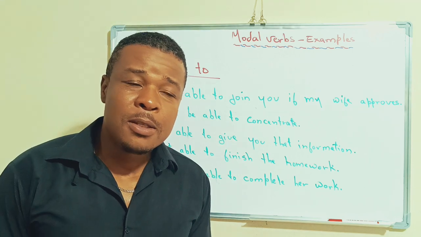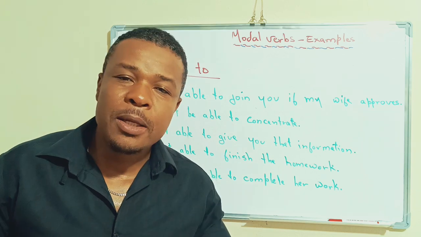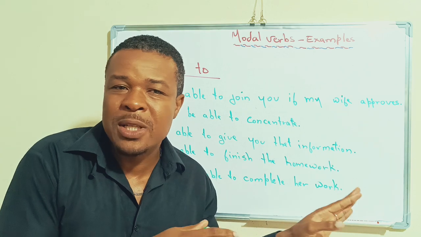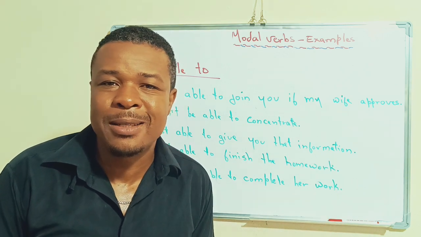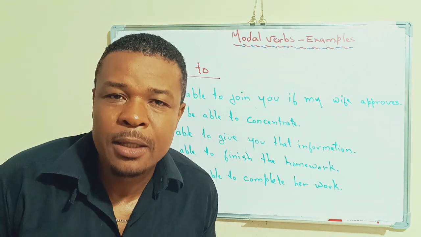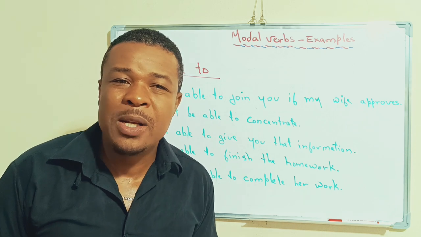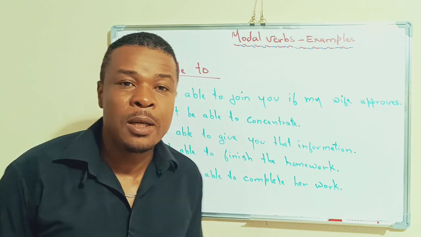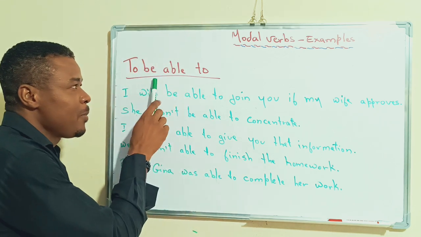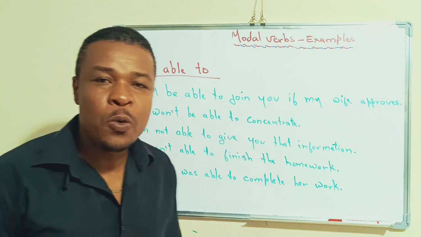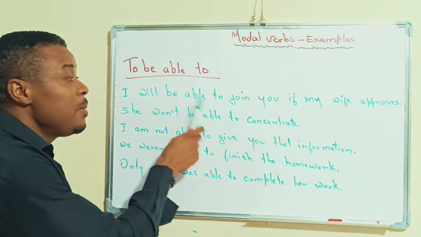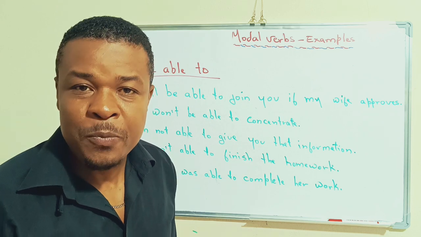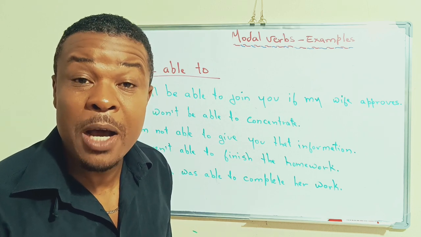You get it? So, como obviamente podré en inglés, cuando usas el verbo can, tú no puedes realmente decir I will can, o I can will, por ejemplo, algo así. No existe, no se puede. Entonces ahí está la alternativa. To be able to, tú lo usas en su lugar. I will be able to join you if my wife approves.